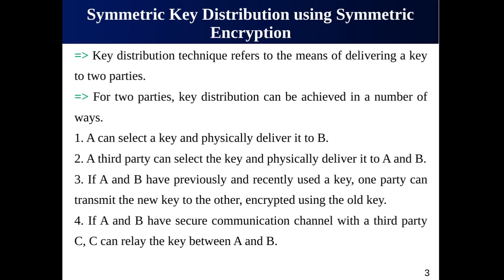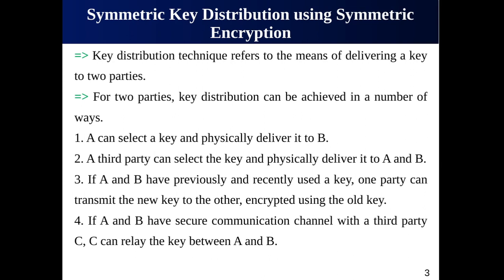So if A and B want to communicate with one another by using symmetric encryption, they must share a common key, and that is the symmetric key. Why is it called symmetric key? Because the same key is used for encryption as well as for decryption. And as it is the only secret, we need to keep this key protected or secure.